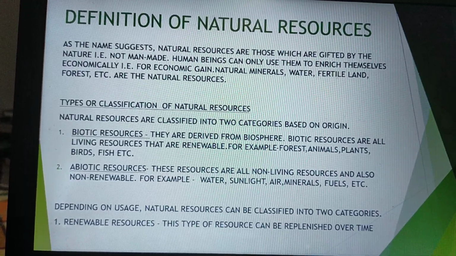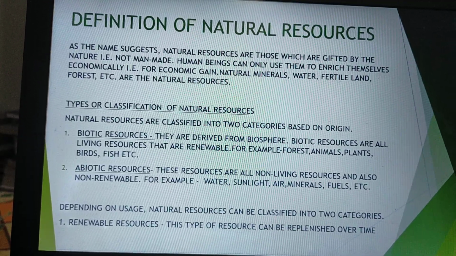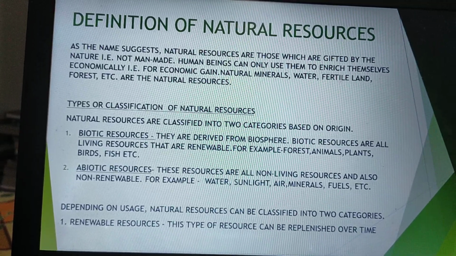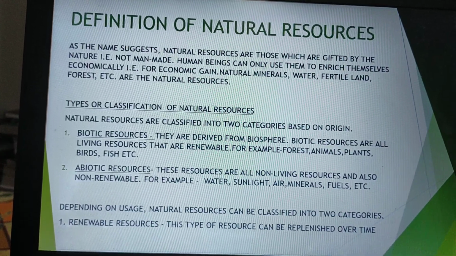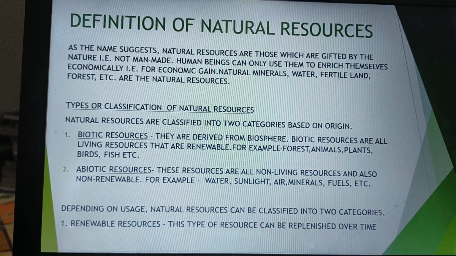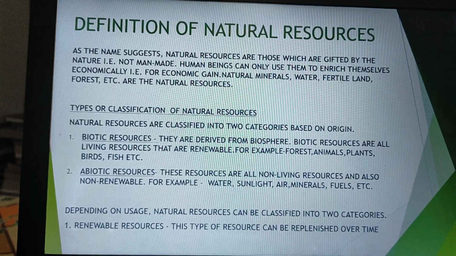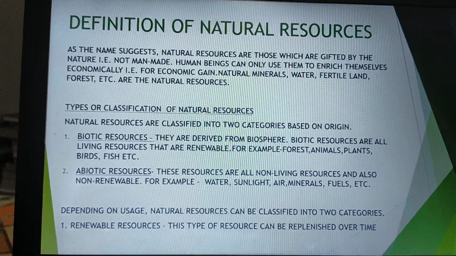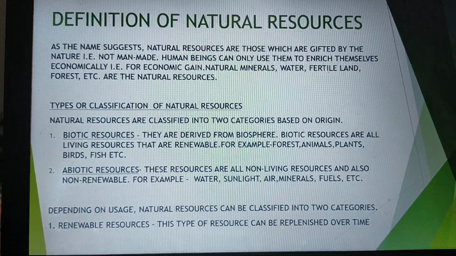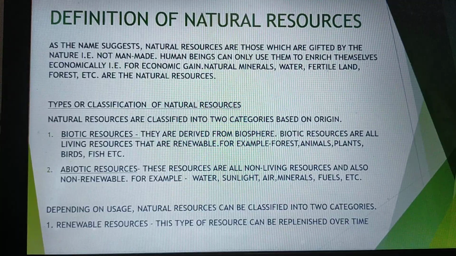Types or classification of natural resources. Natural resources are classified into two categories based on origin: biotic resources and abiotic resources. Now, what are biotic resources? They are derived from the biosphere. Biotic resources are all the living resources that are renewable, for example, forest, animals, plants, birds, fish, etc. And abiotic resources are all non-living resources and also non-renewable, for example, water, sunlight, air, minerals, fuels, etc.